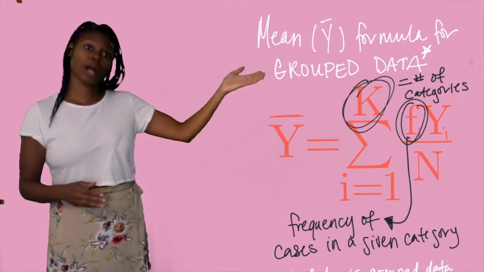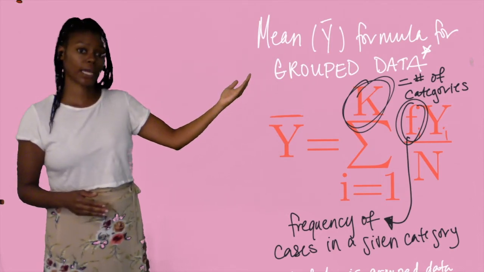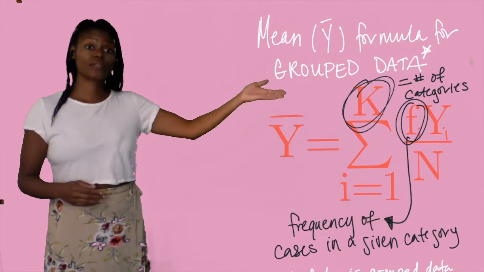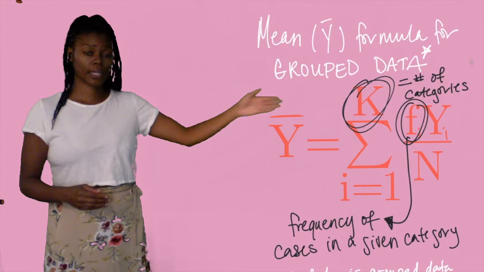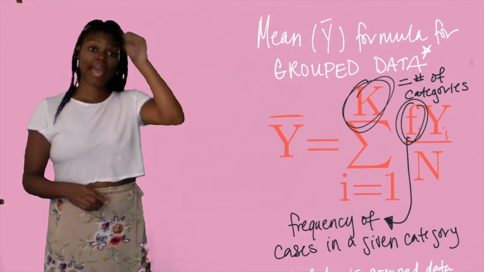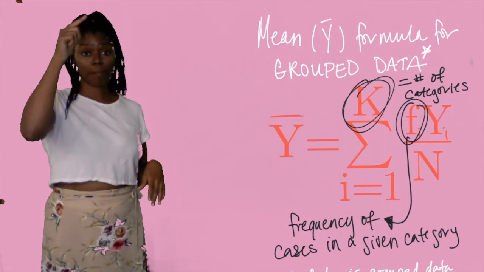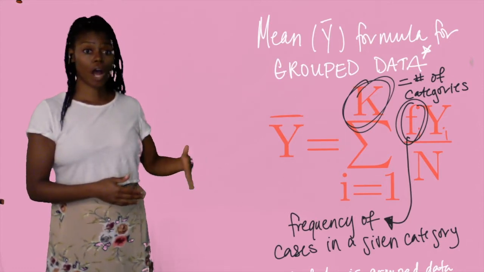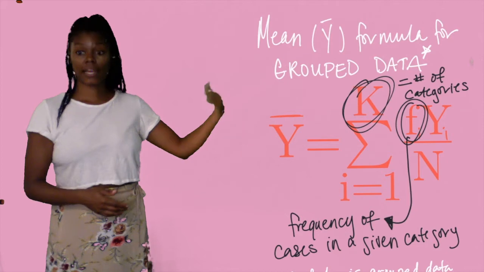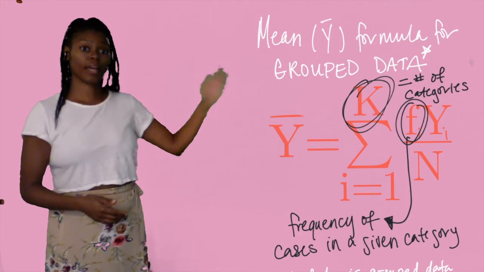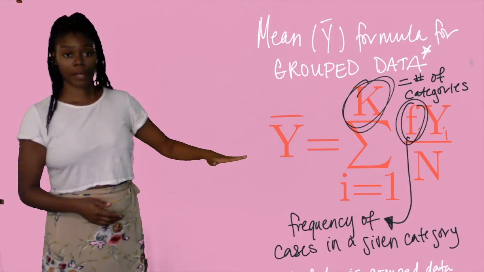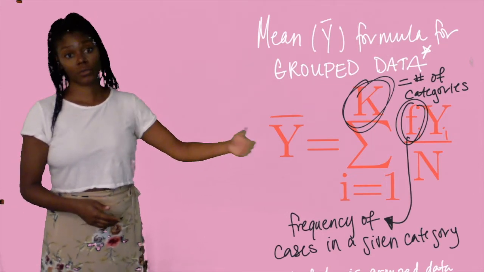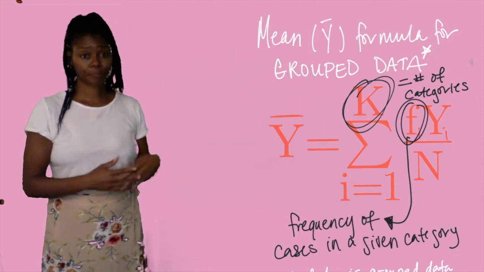We still have y bar because that's always mean, no matter if you're talking about grouped data or not. Equals, we start with the summation again in this formula. Here though, you'll see a K instead of an N above the summation. That K is notating the number of categories in a particular variable. And again, in the denotation below, the summation i equals 1 means we're starting with the first category.